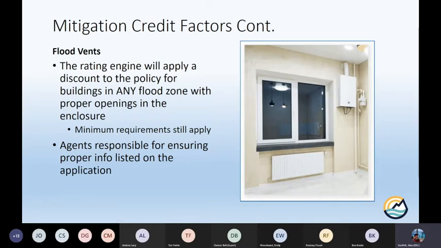But where this is going to start benefiting folks is the ones out in the X zones that may only see flash flooding or stormwater flooding or something like that. If they properly vent their structure, and vents are relatively inexpensive, they're going to see that mitigation credit on their premium. Again, the agent is going to be the one responsible for ensuring that these are properly listed.